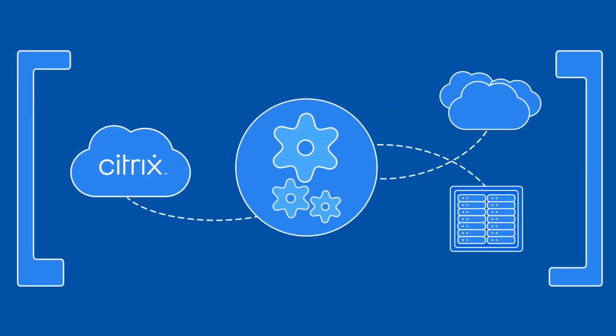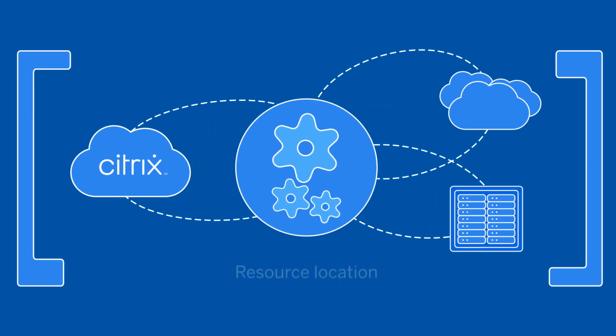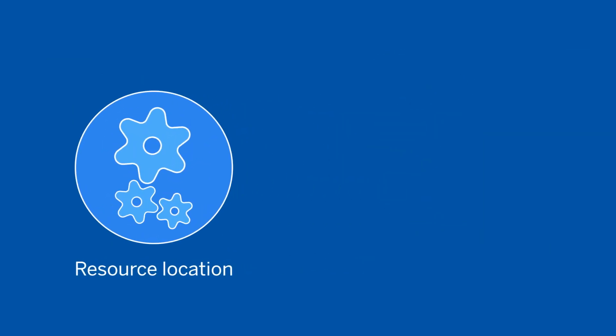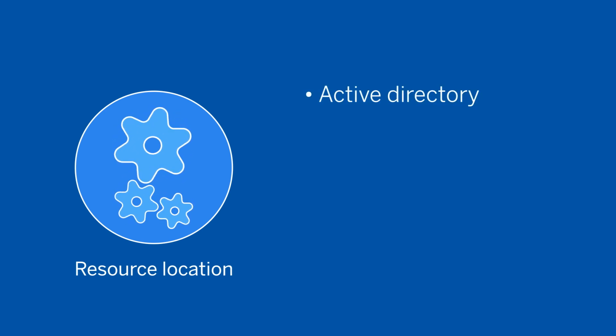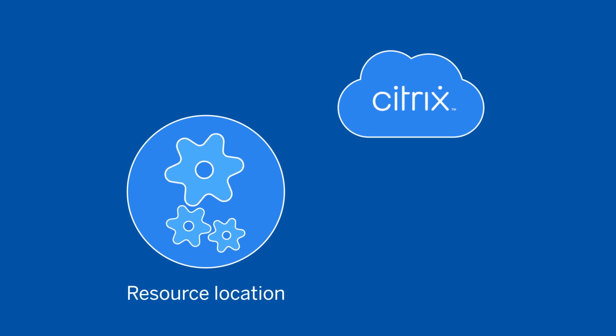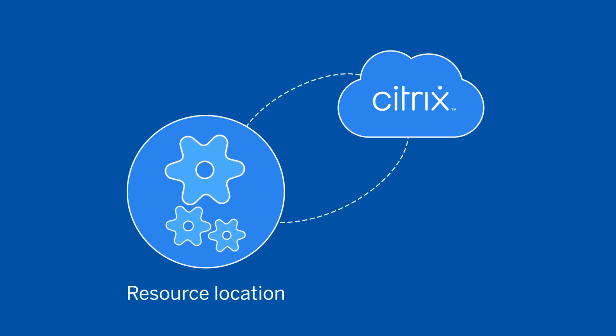To connect the Citrix managed infrastructure to your workloads, you need to create a resource location. A resource location consists of the customer-managed components, such as Active Directory and the virtual machines hosting apps and desktops, and can be hosted in an on-premises data center or a public cloud. These locations communicate securely with the Citrix managed infrastructure via customer-configured connector machines located within the resource location.